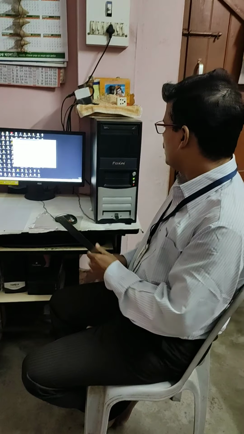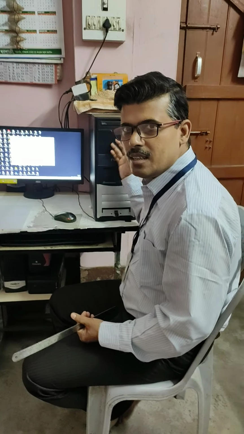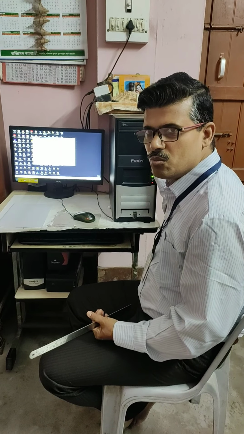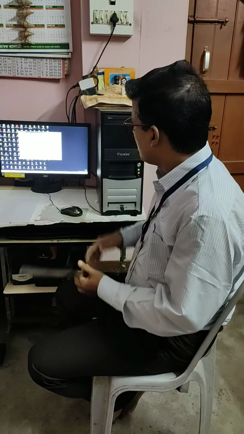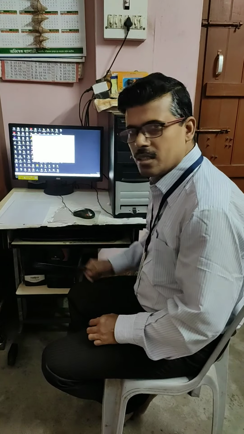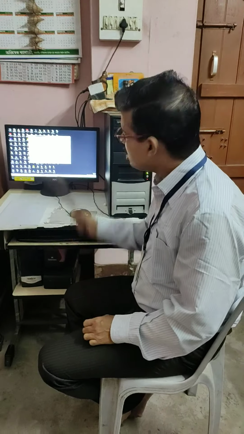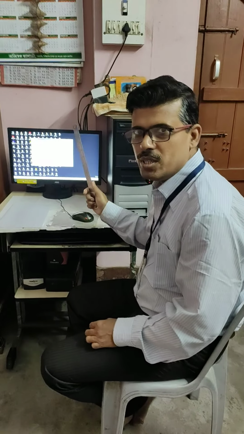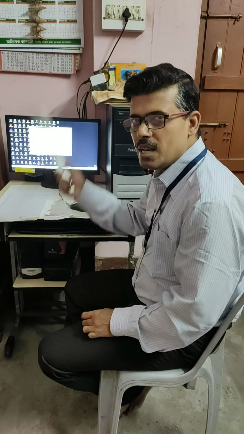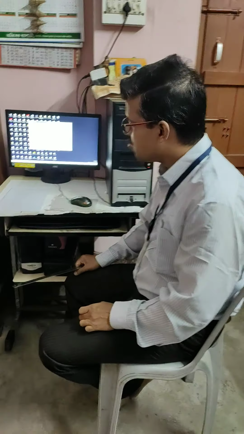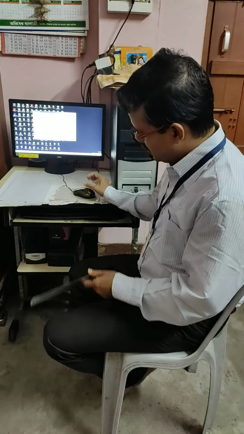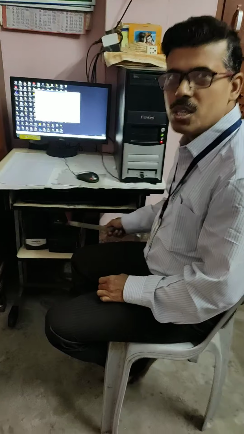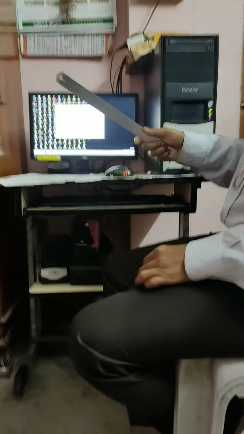Now, on my right hand side, it is called the CPU. You may know this name, Central Processing Unit. And this is a monitor, or VDU. VDU means Visual Display Unit. And the TV at your home is also called a VDU, Visual Display Unit. This is a mouse, you know the name from the beginning. And down here, it is a UPS.